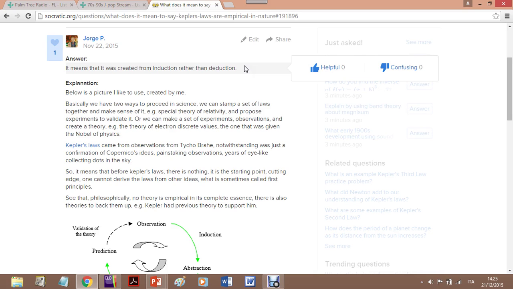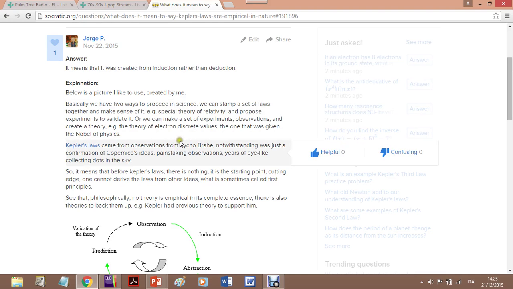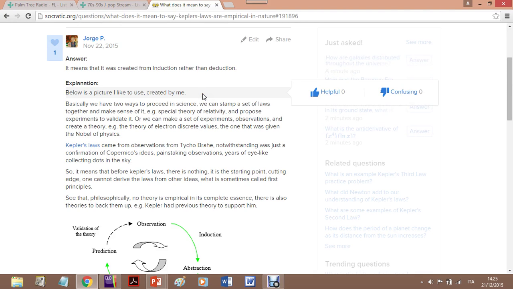In the case of Kepler, he used a set of experiments that he was able to get from Tycho Brahe, with whom he worked together for a while. From this data, he was able to create his laws about planetary motion. So that's an induction: from the experiment he went to the theory.